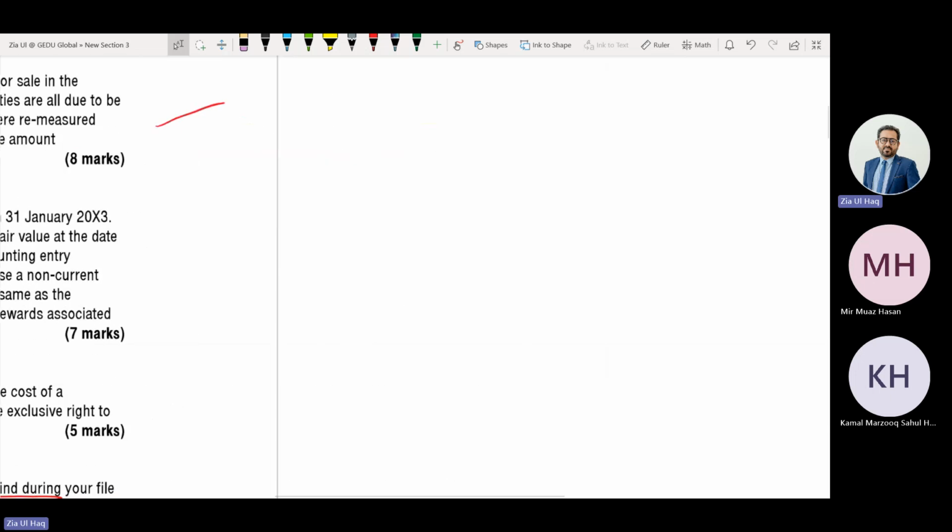If we discuss sale and leaseback for IFRS 16, first you need to record the accounting entry of sale. You need to record debit cash, credit asset, and if you are getting any gain on sale, that must not be recorded as gain, that must be recorded as deferred income and amortized over the lease period.